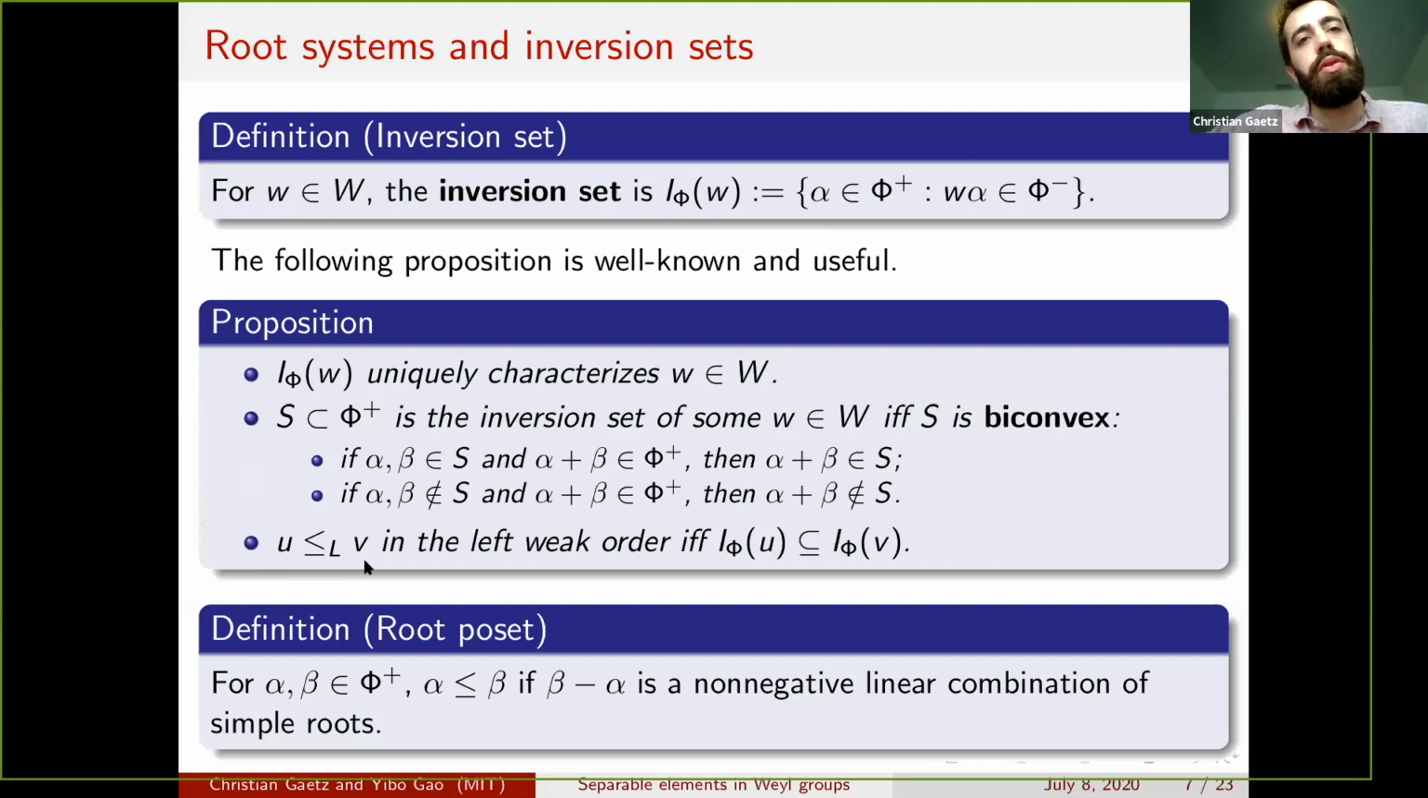Furthermore, the left weak order is characterized by containment of inversion sets. U is less than V if and only if the inversion set of U is contained in that of V. Finally, we'll need the root poset. So this is an order on the positive roots where alpha is less than beta if beta minus alpha is a non-negative linear combination of simple roots.